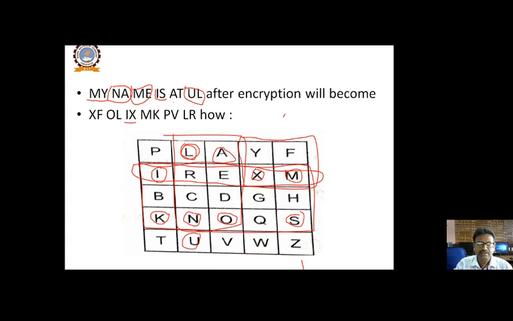Let us take another example. AT. A is here and T is here. T is here. So what we will do, we will first make a rectangle, AT.